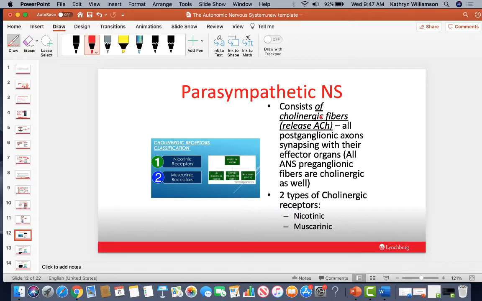Parasympathetic nervous system preganglionic axons or preganglionic neurons are going to release acetylcholine, and so these are specifically going to be cholinergic fibers because they release that acetylcholine. Okay, we have two types of receptors that respond to cholinergic fibers, and these are going to be nicotinic and muscarinic. Okay, so these are going to be receptors for acetylcholine. Okay, so two types of receptors that respond to the neurotransmitter acetylcholine.